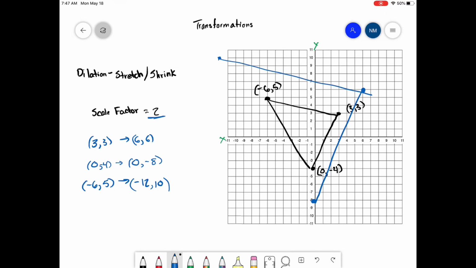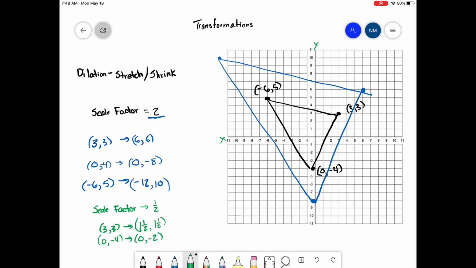You also might get a dilation with a fraction. So I might say my scale factor is 1/2. You do the exact same thing, but instead of multiplying by 2, I would multiply by 1/2. So what that means is I'm finding half of each of those points. Half of 3 and 3 is 1.5. Half of 0 and negative 4 is going to be 0 and negative 2. And then half of negative 6 and 5 is going to be negative 3 and 2.5.